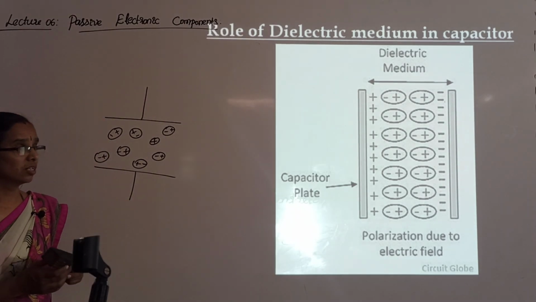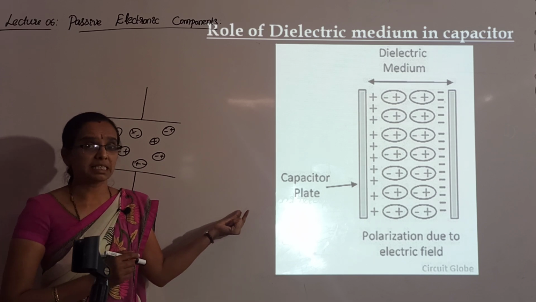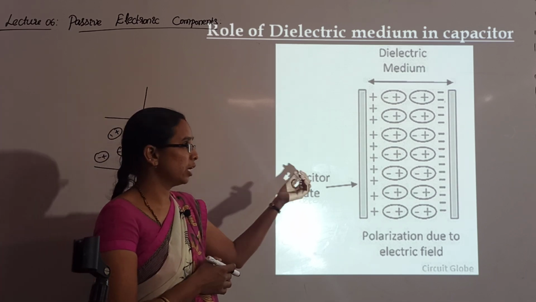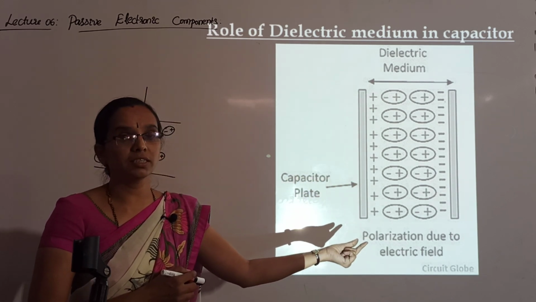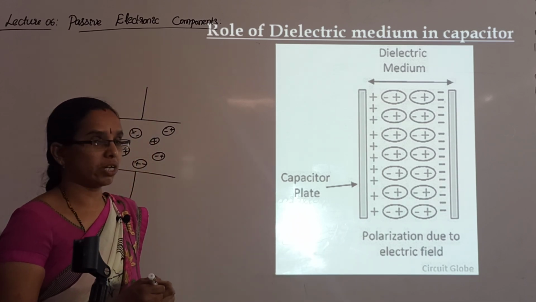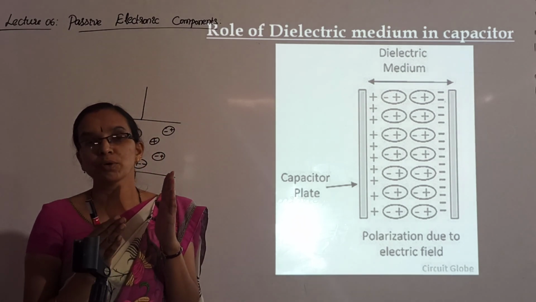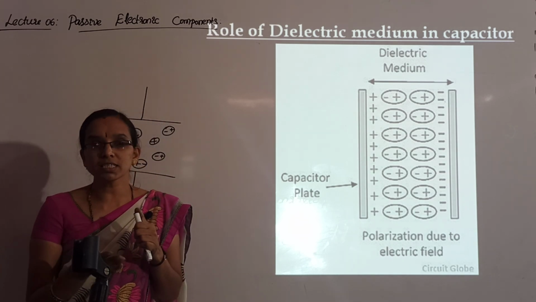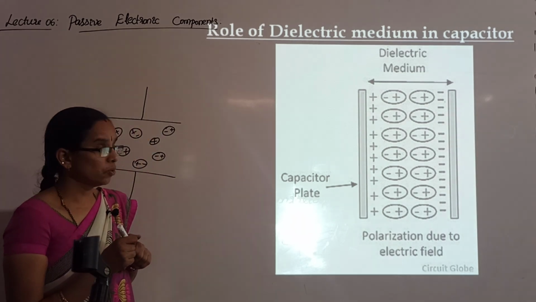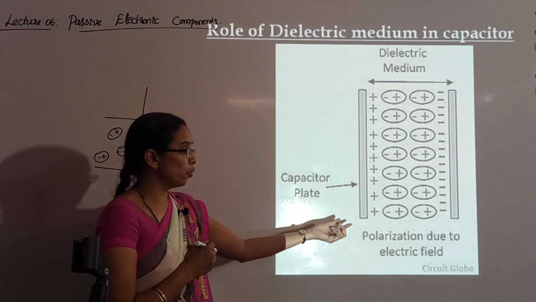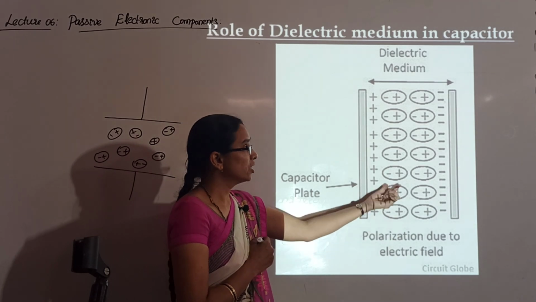But whenever a voltage is applied, what happens? The capacitor will be charged. That means after charging, one side of the plate will be charged by positive charges and the other side of the plate will be accumulated with negative charges. So once the capacitor is charged, there is a development of electric field between the plates. After applying the voltage, these polar molecules which were randomly oriented will become arranged in this form.